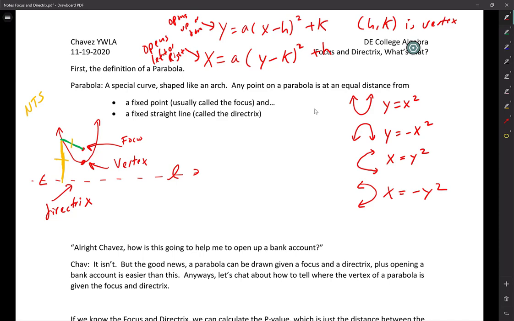Now, you guys ready? Okay, we're good. Is this really good stuff? So this in quotes is supposed to be you guys asking questions. So you're probably thinking, all right, Travis, how is this going to help me open up a bank account? Well, it's not. It's not going to help you open up a bank account.